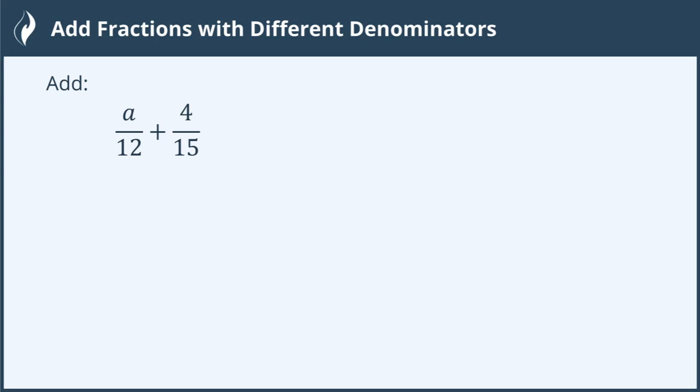Hi everyone, in this video we are going to add fractions with different denominators. When I'm multiplying, I don't need a common denominator, but when I'm adding and subtracting, I must find the common denominator. One of the ways of doing that is listing out all of the multiples of the denominators, 12 and 15. Multiples meaning 1 times, 2 times, 3 times, and so forth.